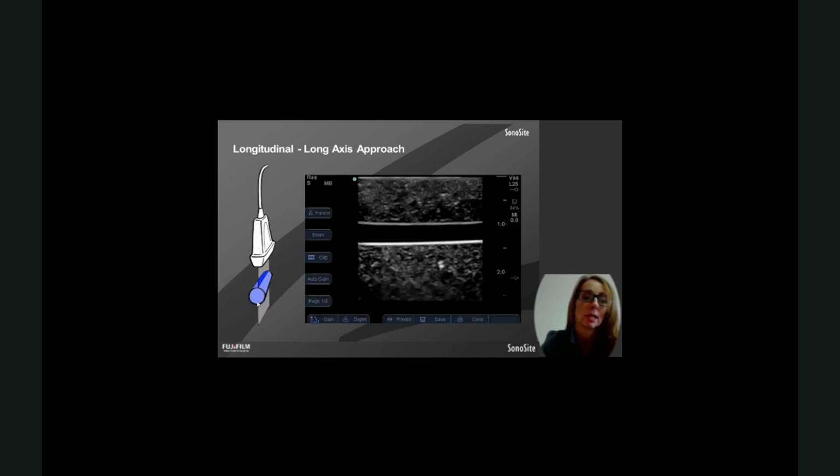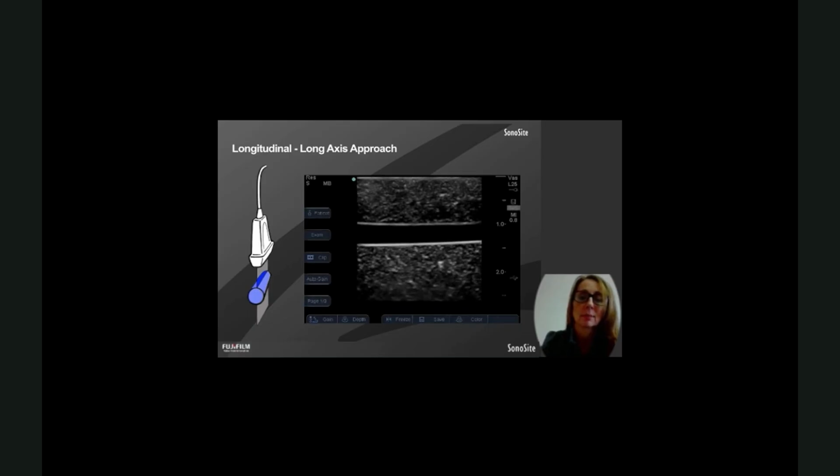So make sure that you move back and forth to determine where you are on the widest. And your walls will be a brighter white or a brighter grey in the absolute centre of the vessel. That's just something you'll become familiar with as you start to scan more and more. So this is an image of the needle just coming in from the top of the screen and into the vessel, and you can see that it threads in nicely.